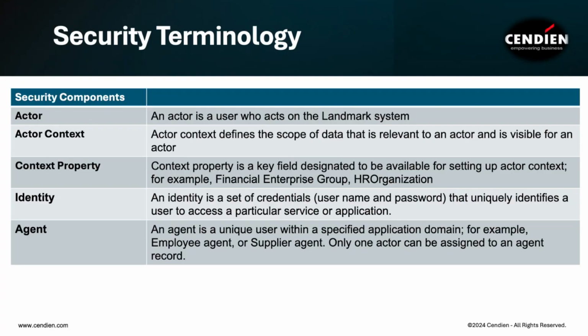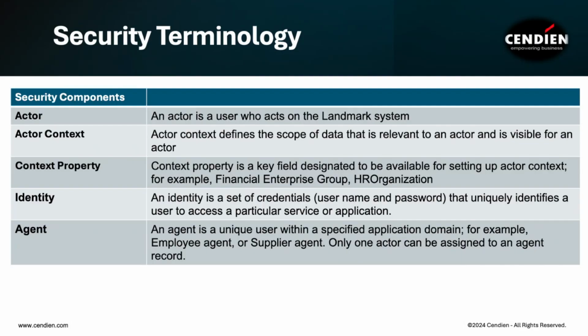Actor context defines the scope of data that is relevant to an actor and is visible for an actor. Context property is a key field designated to be available for setting an actor context. For example, FEG, Finance Enterprise Group, and HR Organization. And then identity is a set of credentials, username and password, that uniquely identifies a user to access a particular service or application, like SSOPV2, which is a single sign-on service, and that authenticates across the FSM and GHR.